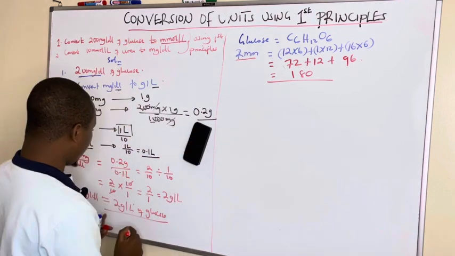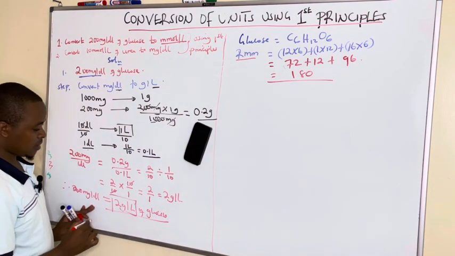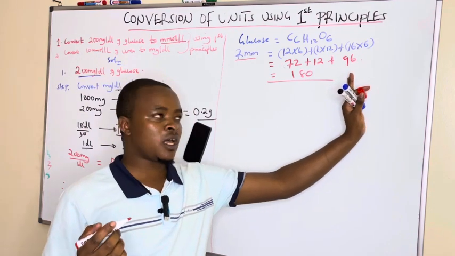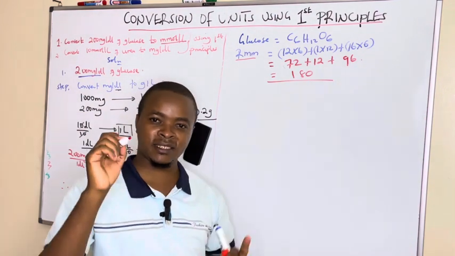After this, we have already converted to grams per liter, and we have got our relative molecular mass of glucose. We know that this relative molecular mass is in 1 mole.